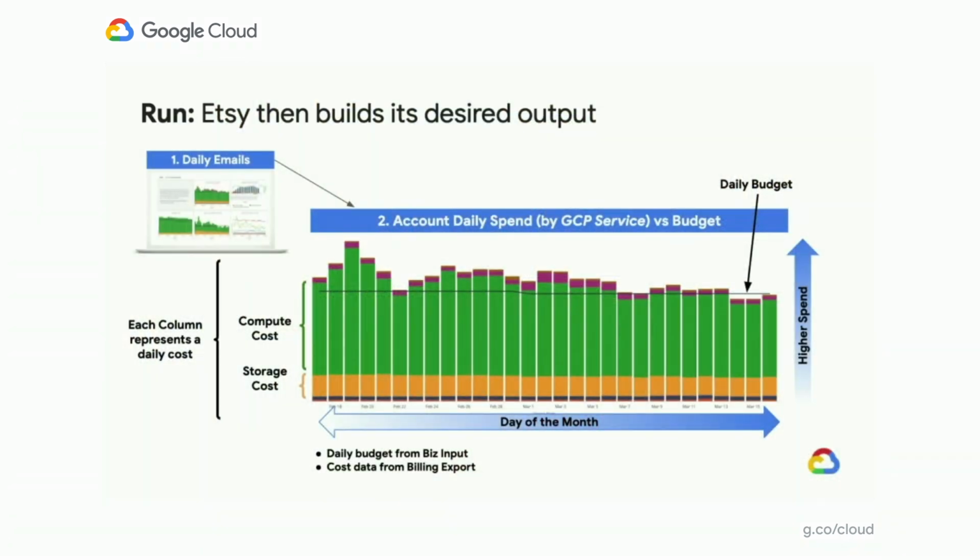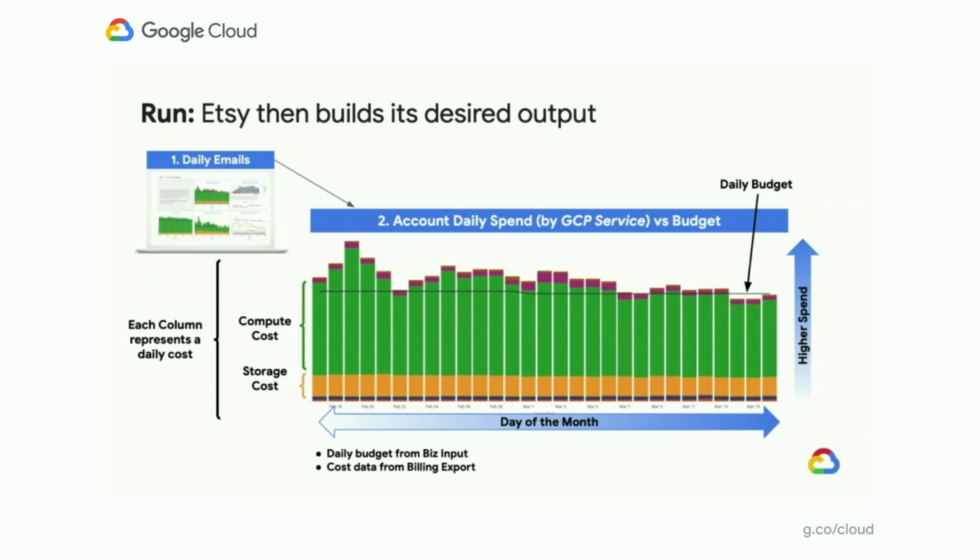Such email notifications could include a variety of data. What we are looking at here is a sample of one of those graphs included in the daily emails. In fact, this graph shows the account daily spend broken down by GCP service versus the budget. So each column in this graph represents the daily GCP spend. Furthermore, we break each daily spend down by the GCP service. And in this case, we are looking at different colors, each color representing a different GCP service.